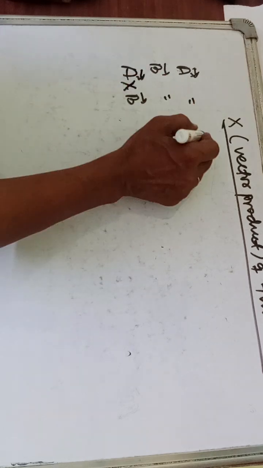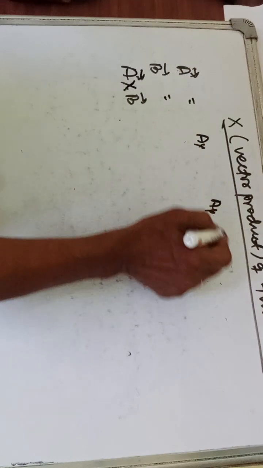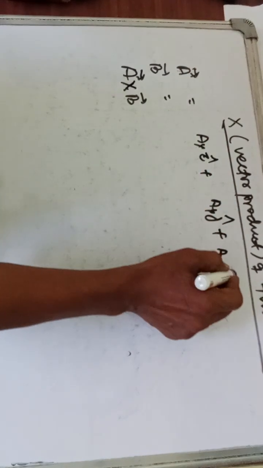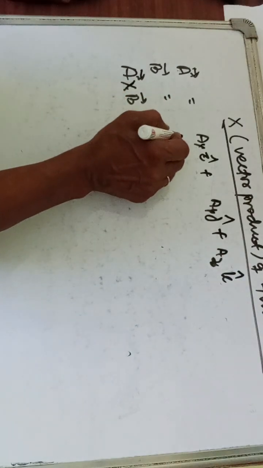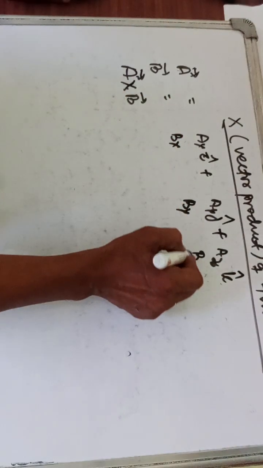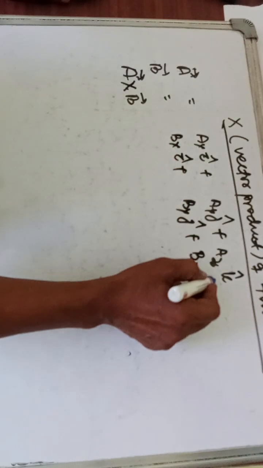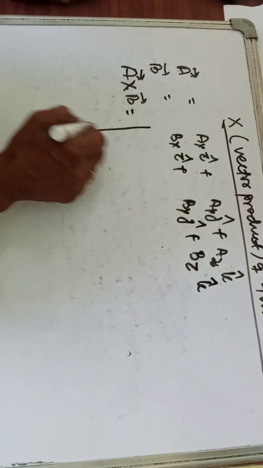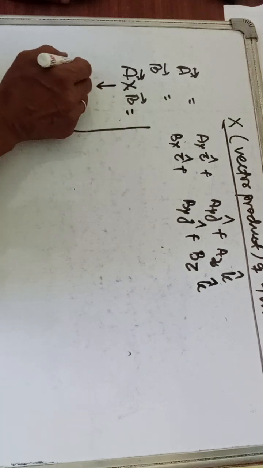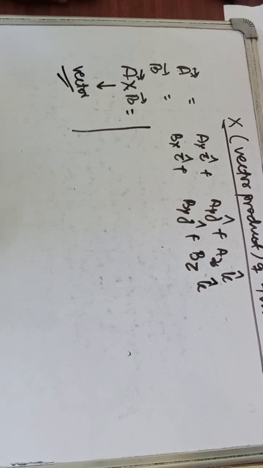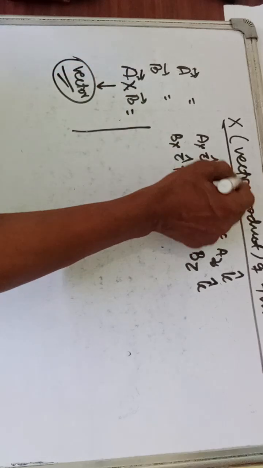If A is represented as AX, AY, AZ, I, J, and K, and B is represented by BX, BY, BZ, I, J, and K, then A cross B will be again a vector quantity. A dot B was a scalar quantity, whereas A cross B is a vector quantity. Here we say it is a cross product or vector product.